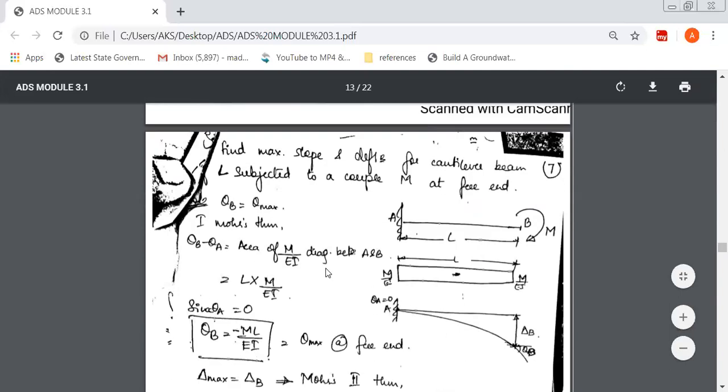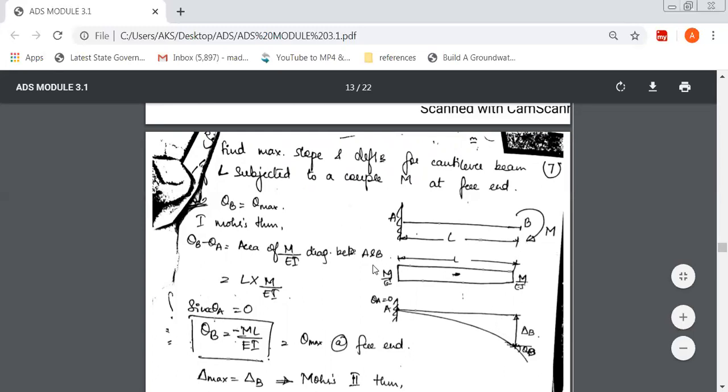All right. Next, the third type is, you just check this: find the maximum slope and deflection for a cantilever beam of length L subjected to a couple M at the free end. So it's a simple cantilever beam AB with a length L, and at the free end there is a moment M, and the moment is a clockwise moment.